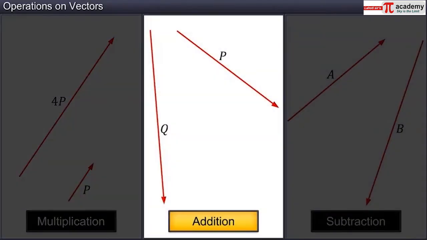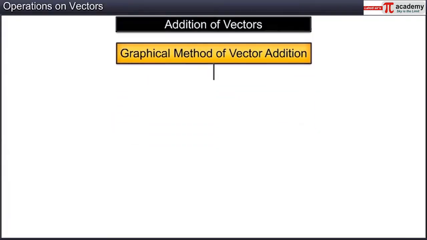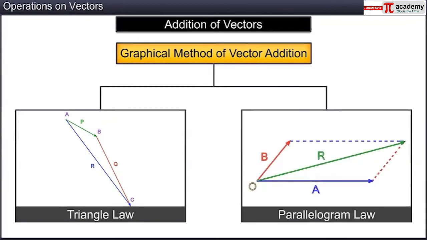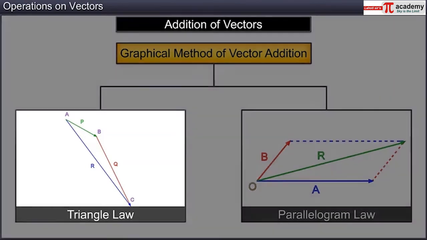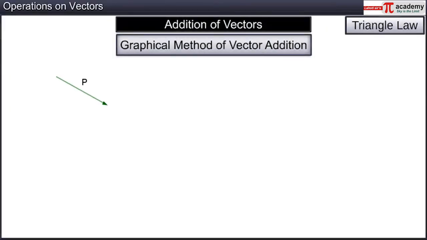Next, you will learn about addition of vectors by the graphical method. In the graphical method of vector addition, either the triangle law of addition or the parallelogram law of addition is used. Now let us add two vectors by the triangle law of addition. Consider two vectors p and q lying in one plane.